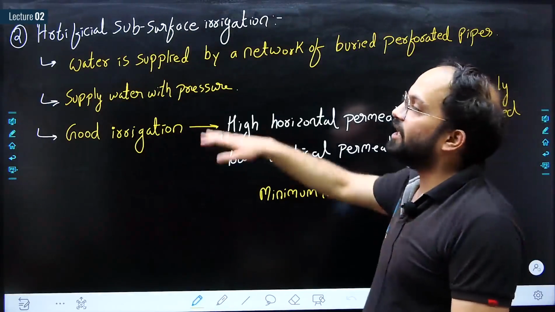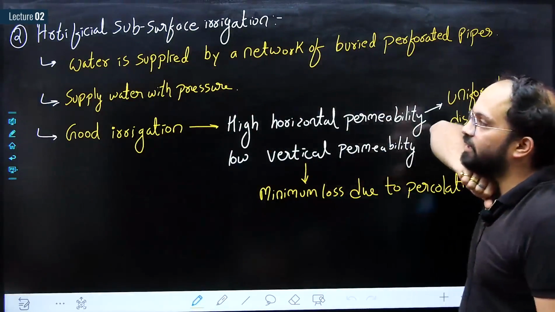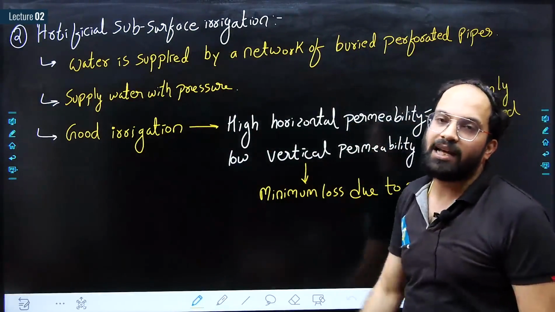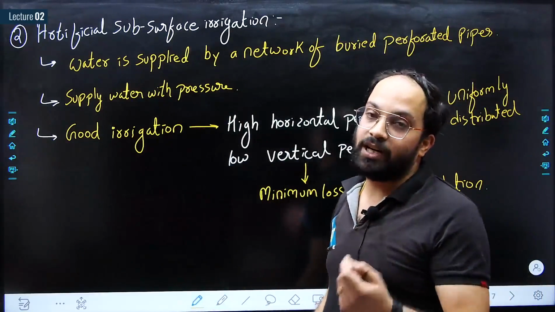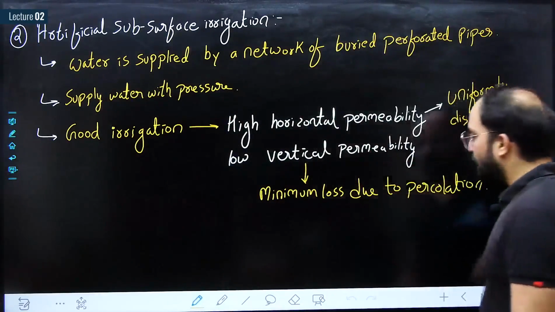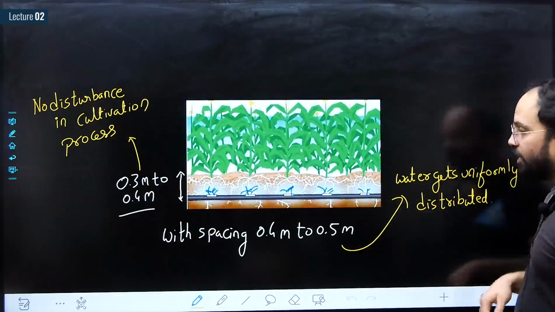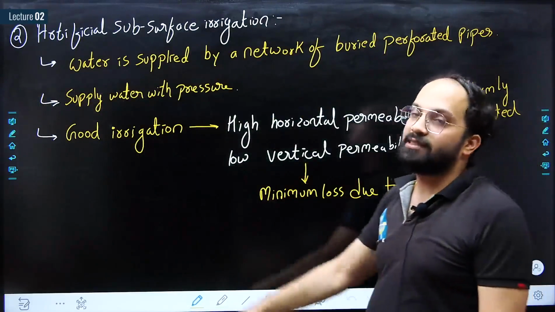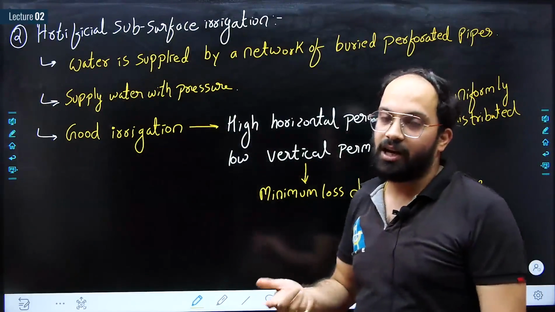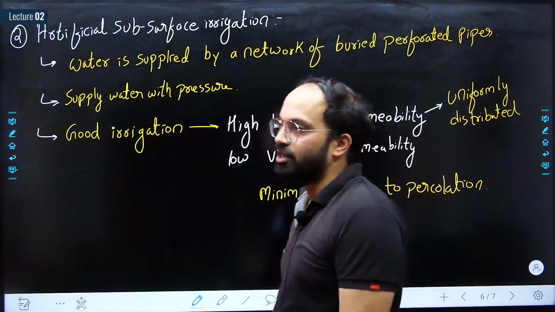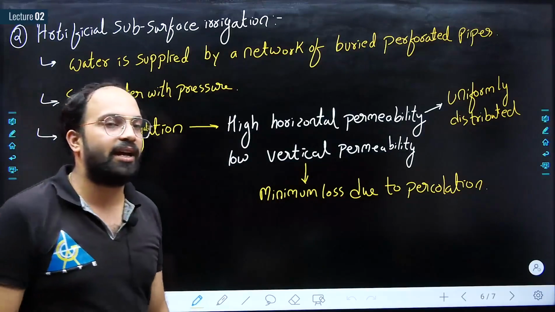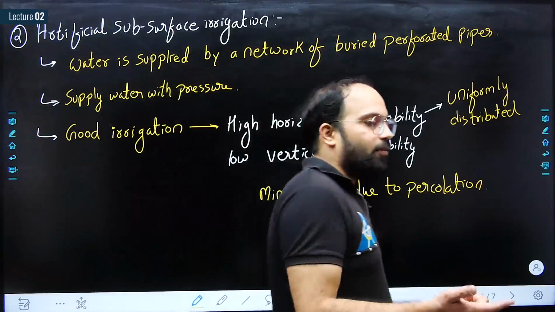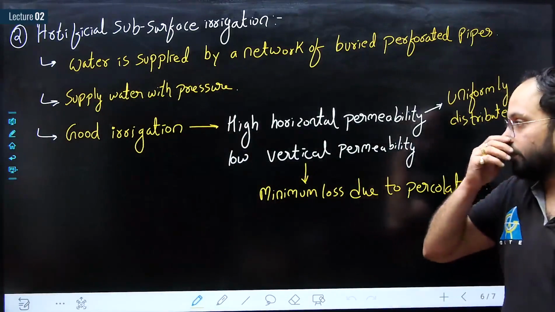And last is artificial subsurface irrigation. In this, we supply the water with the help of a network of pipes. These pipes are perforated so that water will come out of them easily. We supply the water with pressure. If we do not supply the water with pressure, there will be accumulation of water in the pipe, and water will not come out of the perforated section.